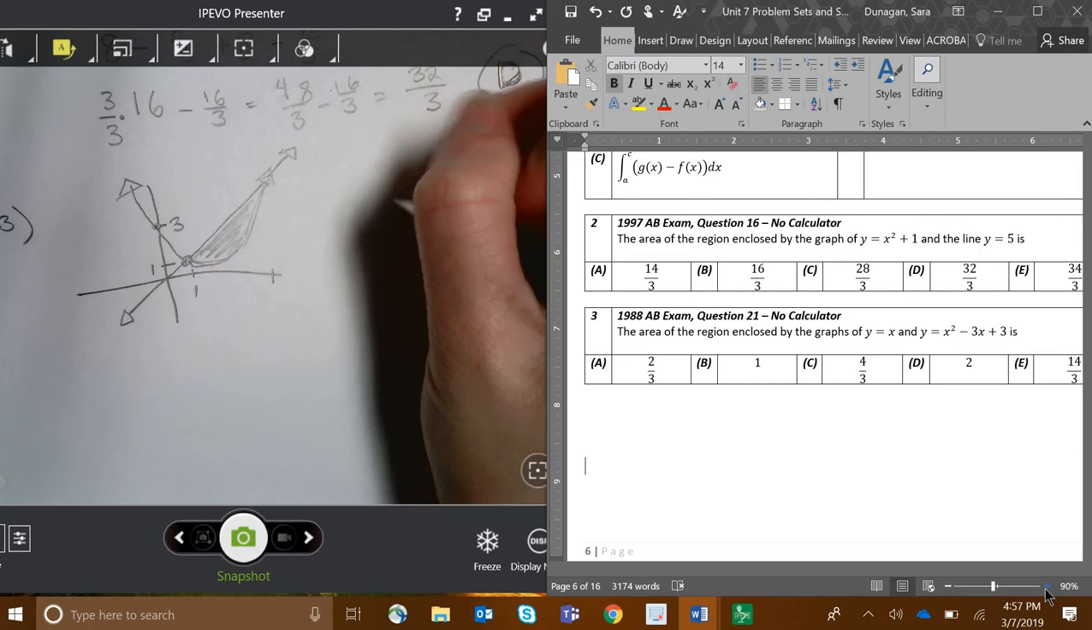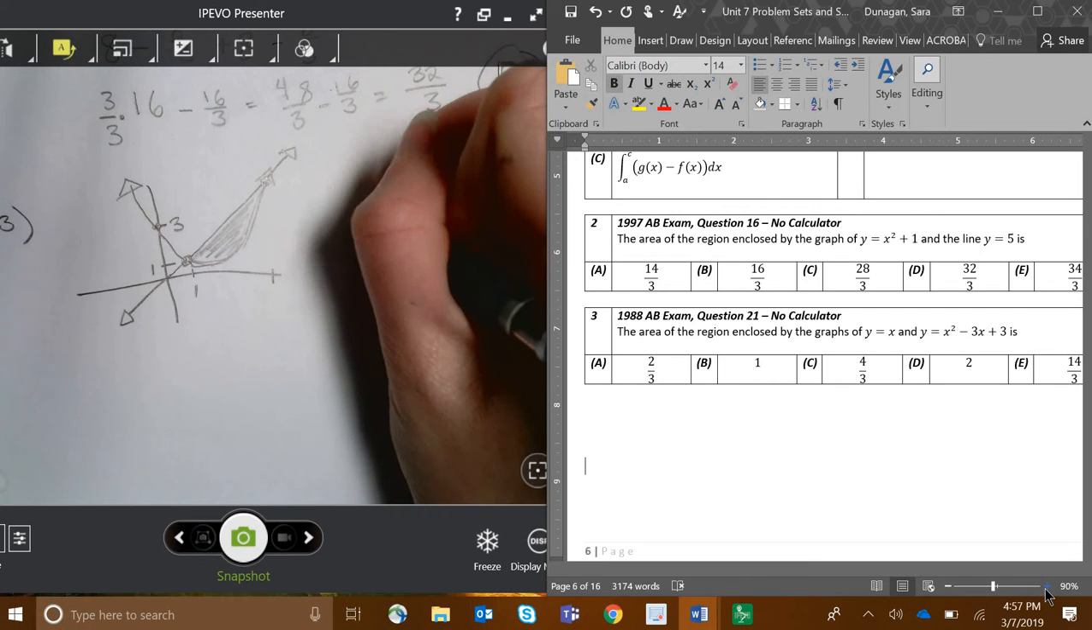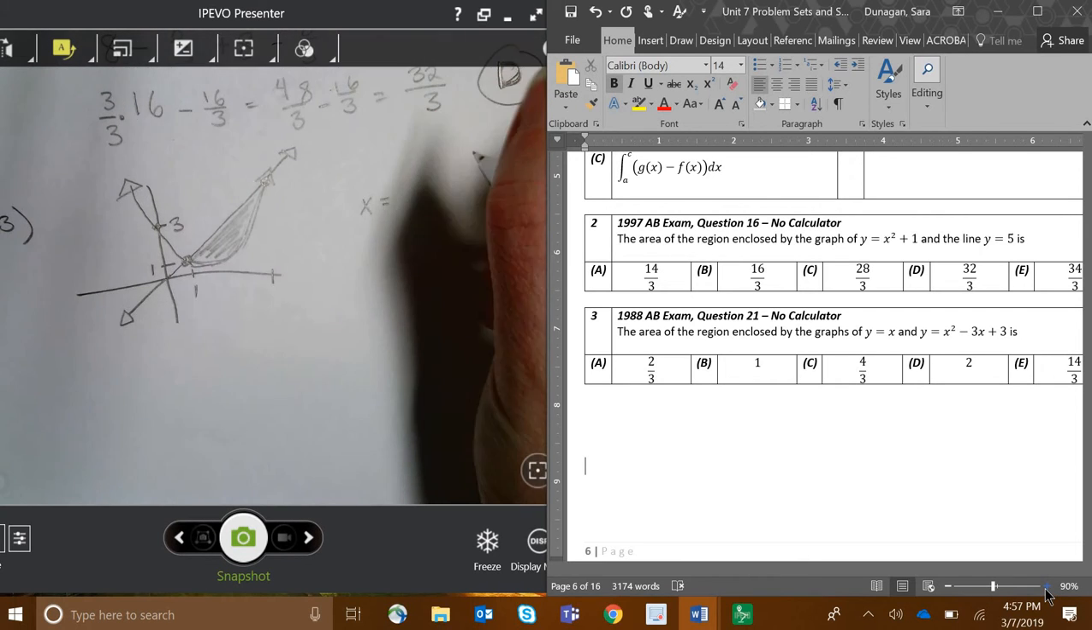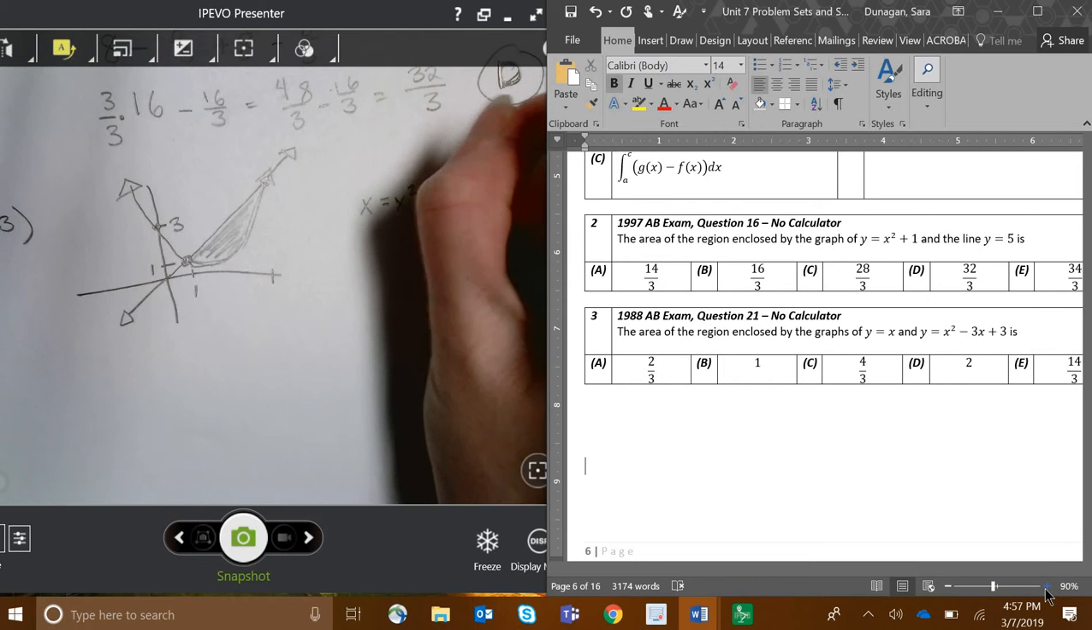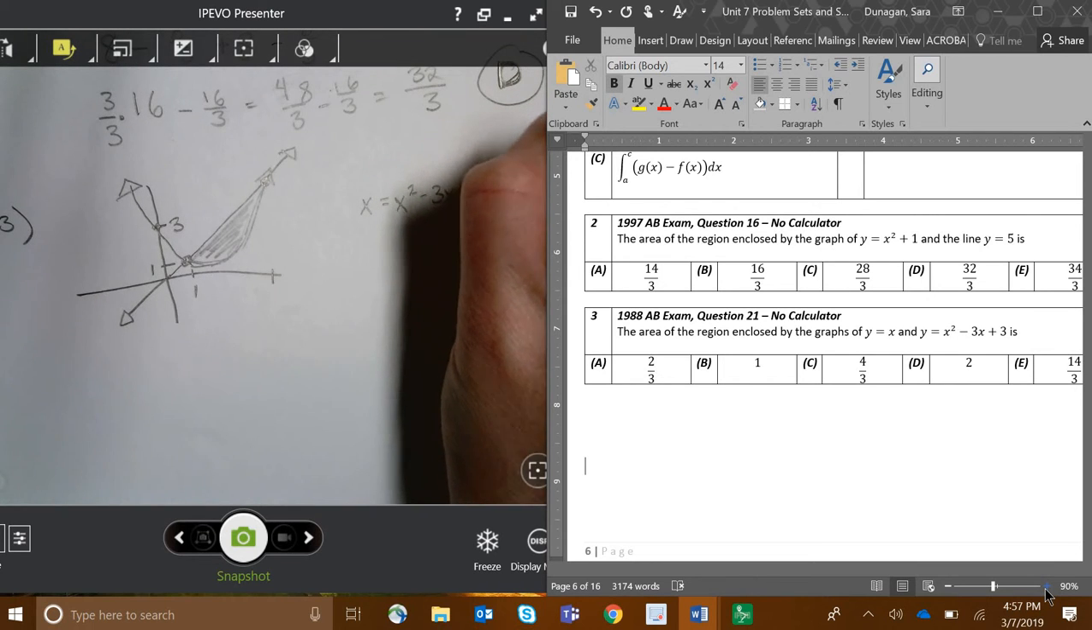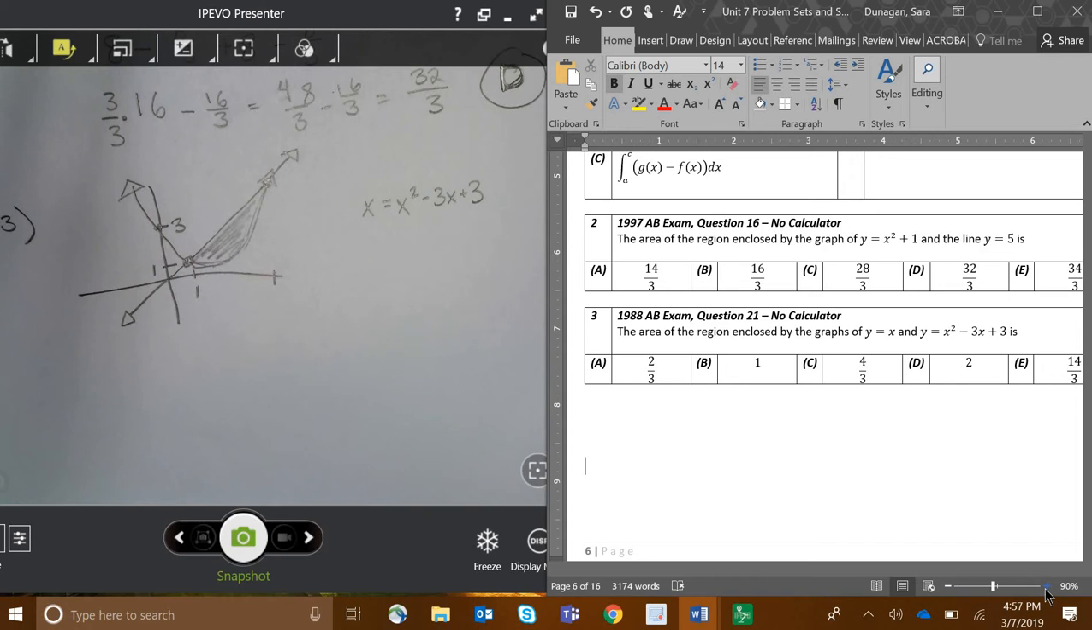Okay, next, set them equal to each other. We have x equal to our other function, x squared minus 3x plus 3.